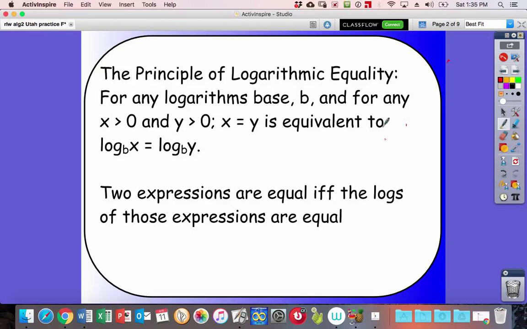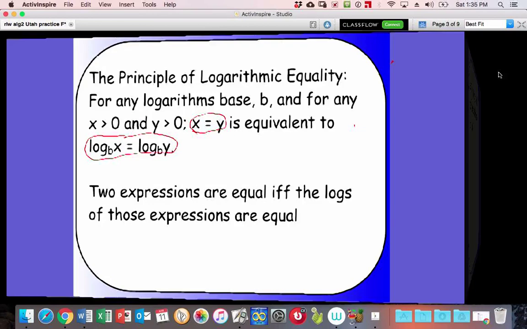Okay, the principle of logarithmic equality: if you have any logarithm base b, for any x and y, x is equal to y if their logs are equal. So basically two expressions are equal if and only if the logs of those expressions are equal. Those are the expressions, and those are the logs. So let's get started on this.